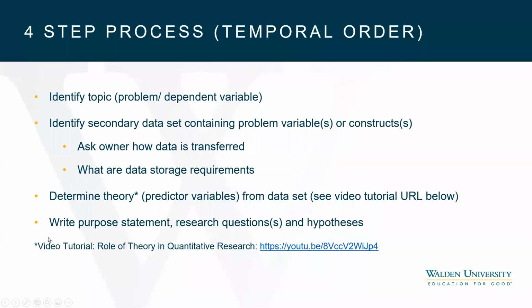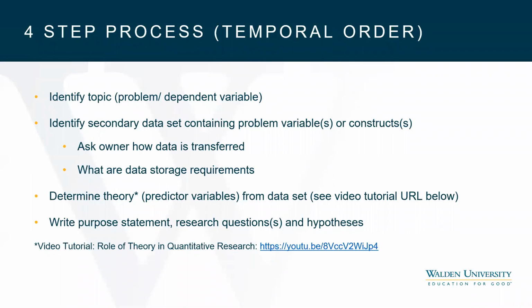Now, of course, you have a problem, or in quantitative research, that equates to the dependent variable, that variable that you're trying to understand. And so what you do is you go in search of a secondary data set, a data set that contains that problem variable. Now, again, you'll have to ask that owner, how's that data transferred? What are data storage requirements? Again, if that is a public data set.